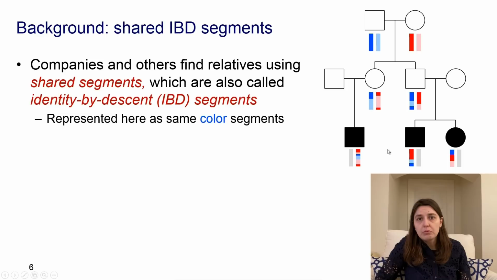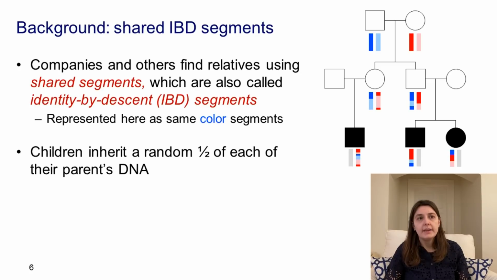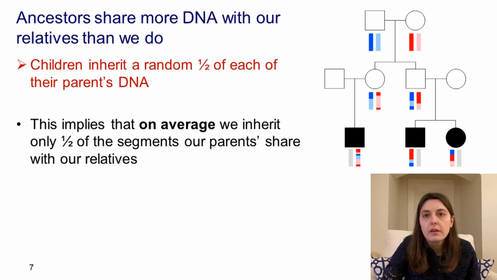Here in red, this individual has inherited from their grandmother their DNA, and so has this individual. Therefore, they have identical DNA across that stretch at the beginning of this chromosome, and this can be detected. And this is what genetic testing companies use to report relationships. Another point to keep in mind is that a child inherits a random half of their parents' DNA, and this is useful for reasons we'll talk about.